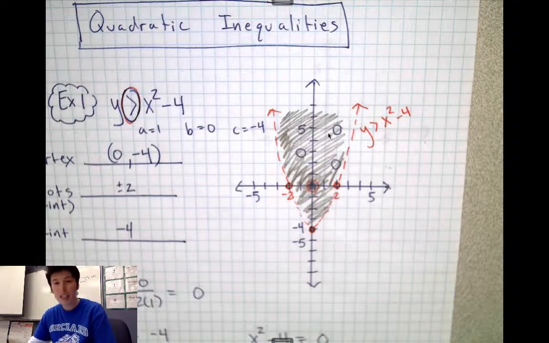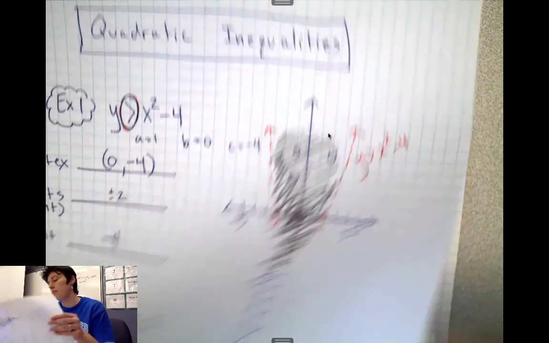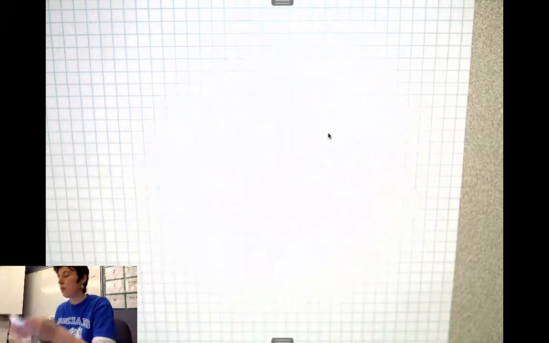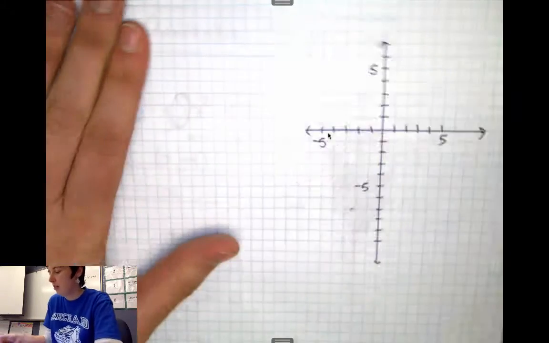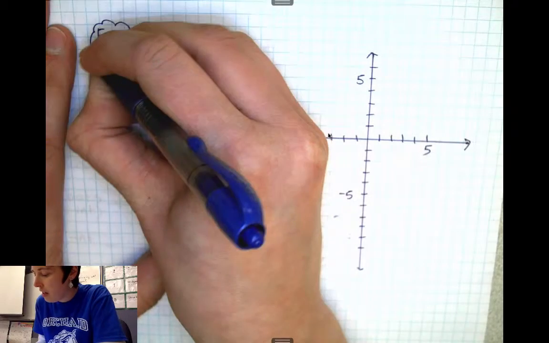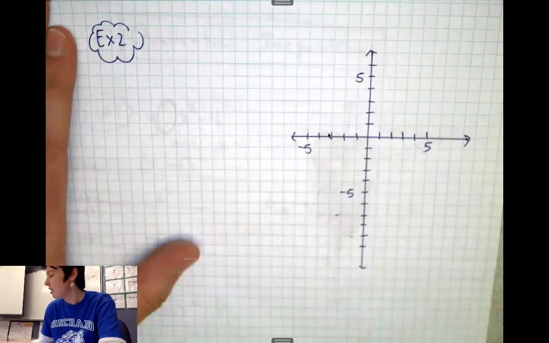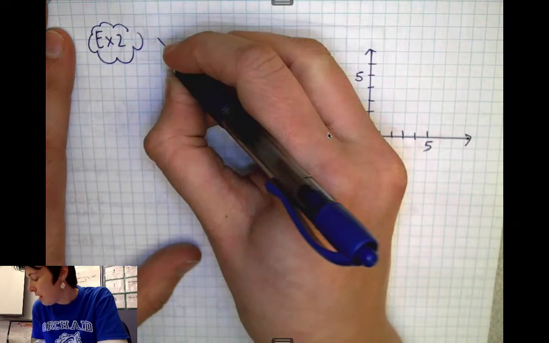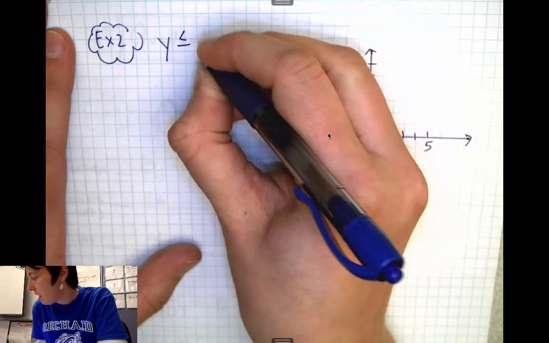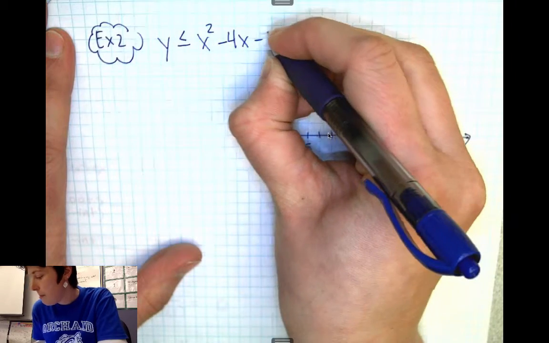That's kind of an easy version of these, so I want to do one more in this video just to make sure you see where I'm coming from. So we're going to do the next one here, and we'll call it example 2. For the next one, let's make the inequality just a little bit harder. So this time we're going to do y is less than or equal to x squared minus 4x minus 5.